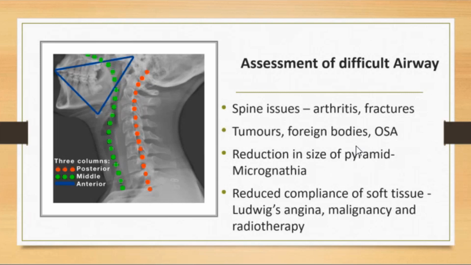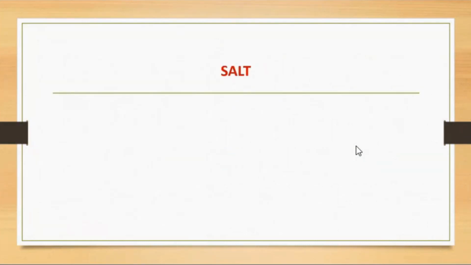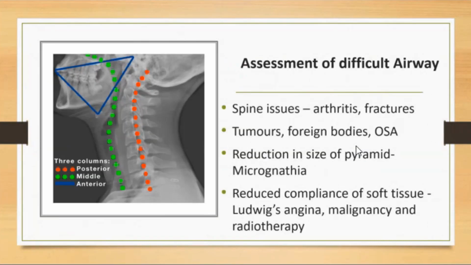In micrognathia, the size of the pyramid is reduced. And in conditions like Ludwig's angina, malignancy, radiotherapy, the compliance of the soft tissue is affected. Along with this, we need to use other methods like Mallampati grading, temporomandibular joint mobility, thyromental distance, and mouth opening. And we need to look at radio images, CT scans, and in case of head and neck surgeries, they would have done a video laryngoscopy, so we need to go through the videos, before planning for an intubation.